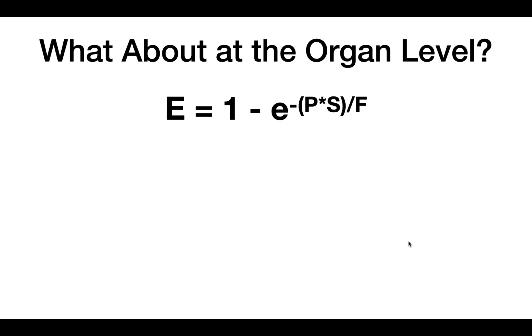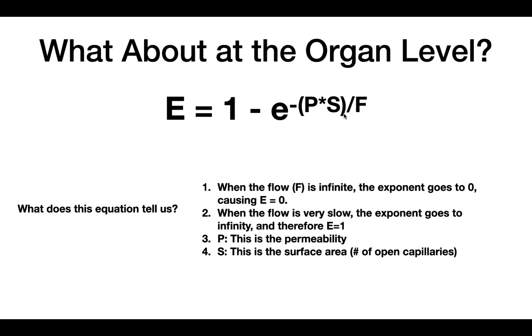In order to do that, we use this equation. This complicated equation has many different variables, and we're going to go through each of them. The first one here is E, the extraction ratio. This is just the number e. Then in the exponent, you have the permeability coefficient multiplied by the surface area over the flow. So what does this equation actually tell us? The first thing that we're going to look at is the flow.